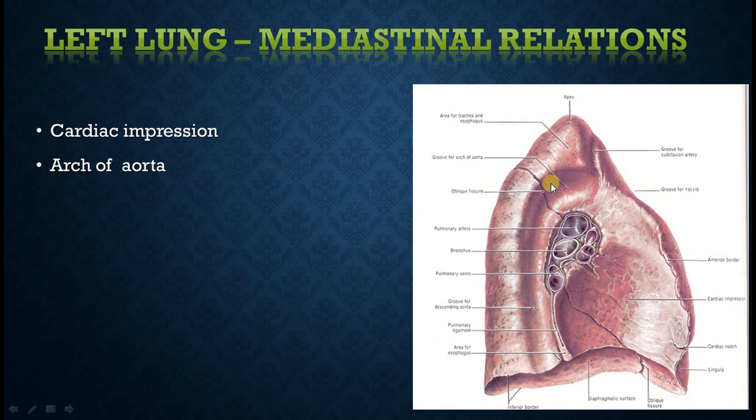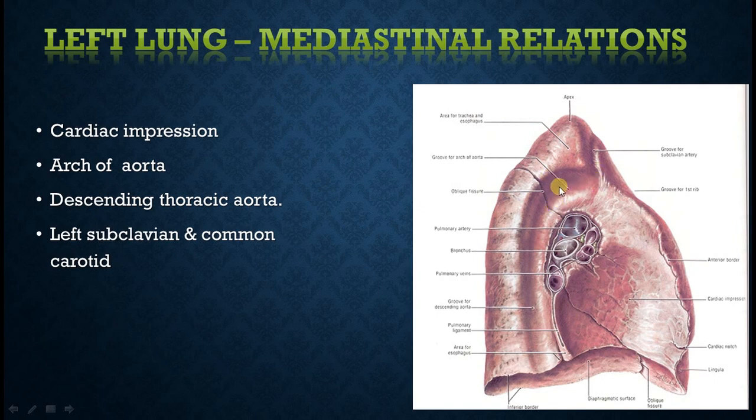Then above the hilum, you see this arch. See the breadth, the width of this arch. This is the arch of aorta, whereas in the right lung you saw a small arch which is narrower, not as thick as this. That is the arch of Azygos vein. In the left lung, the arch of aorta continues downwards as the descending thoracic aorta.